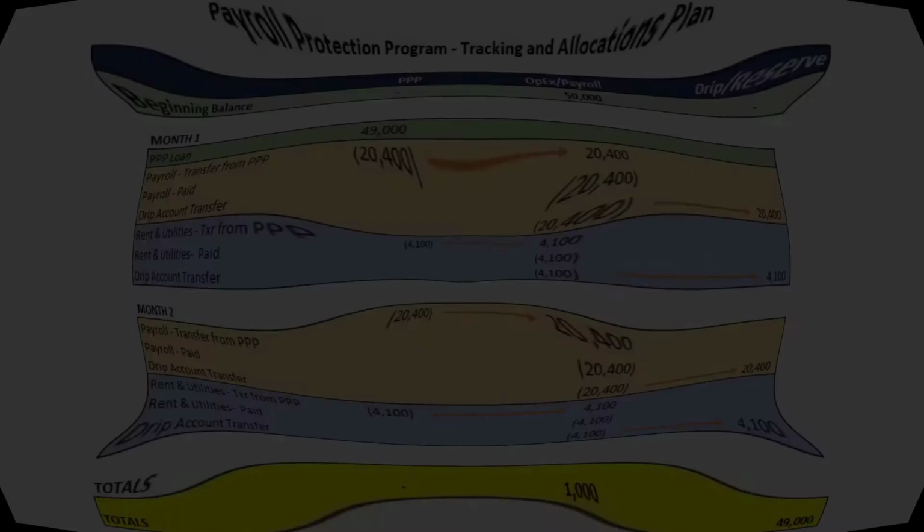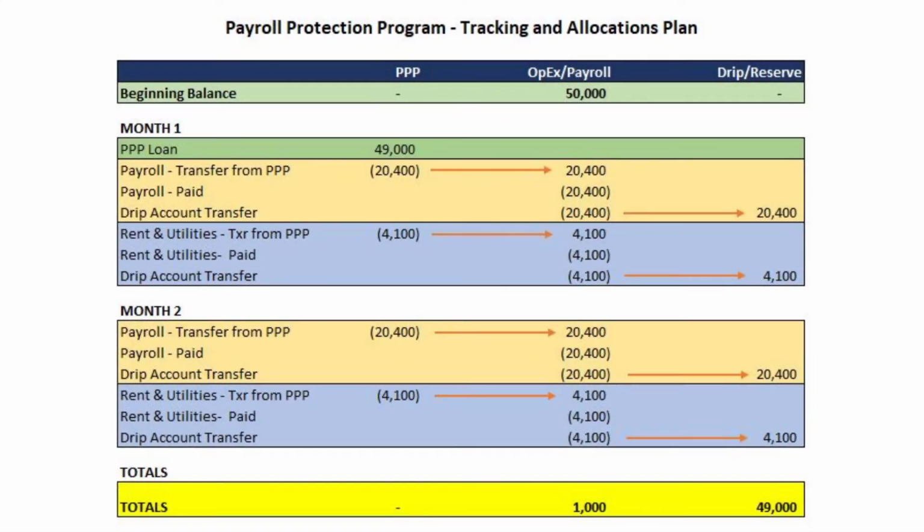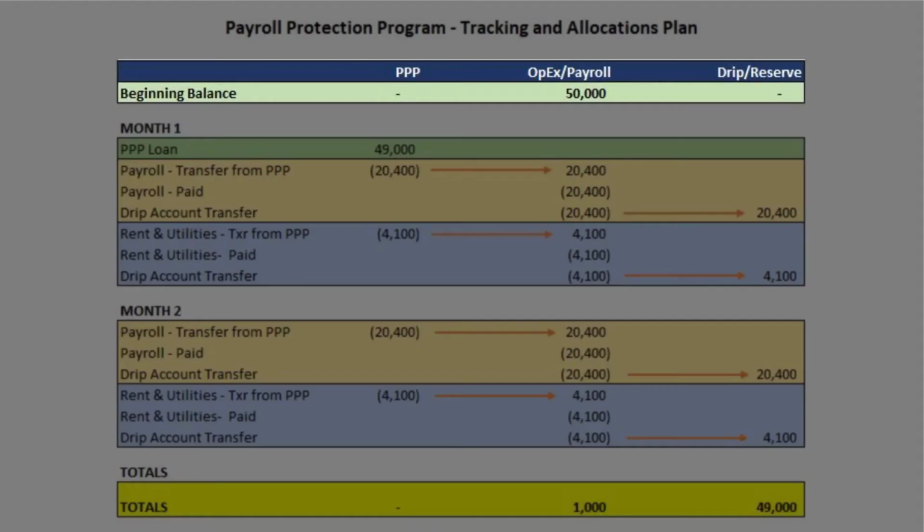Now, as far as the plan goes, you can see when we start, initially the PPP bank account will have nothing, the drip account has nothing. We're going to assume for our example that the operating account or your payroll account, whichever you're using, or both, is at $50,000. In this case, we'll use the same account for OPEX and payroll.